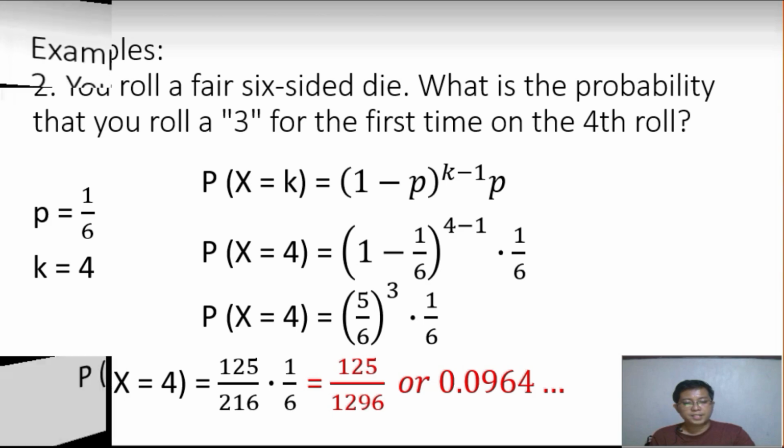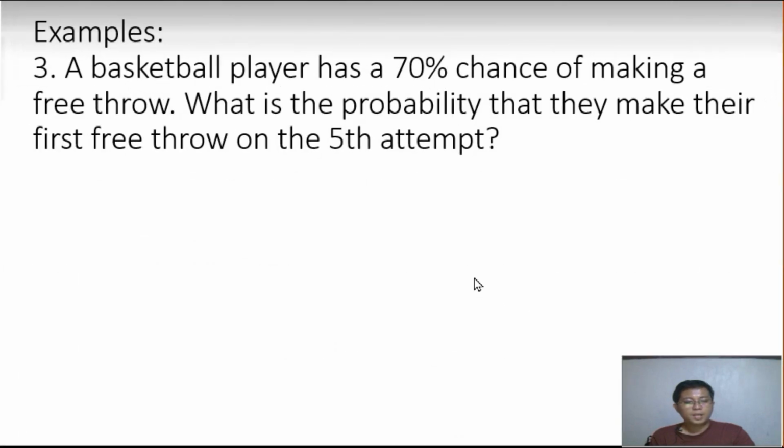Let's have another example. A basketball player has a 70% chance of making a free throw. What is the probability that they make their first free throw on the fifth attempt? So again, let's determine the value of p and k. p here is 0.7 by converting 70% to decimal. And our k here is 5 since we are after the fifth attempt. The probability that they make the first free throw on the fifth attempt.